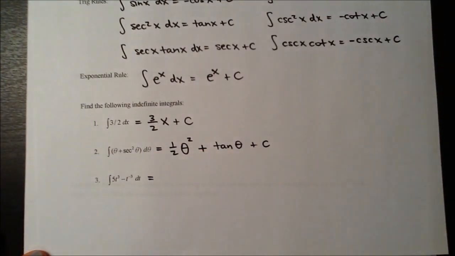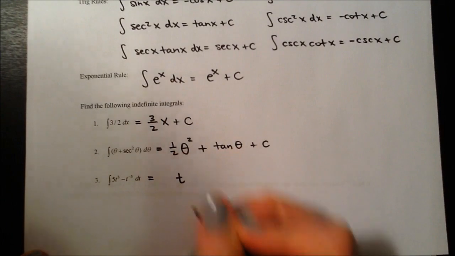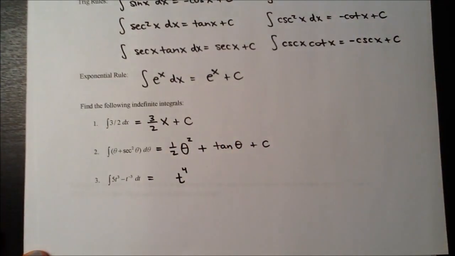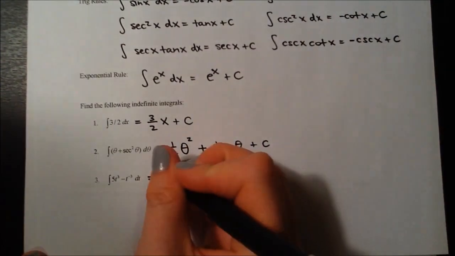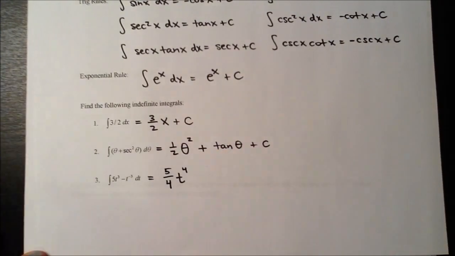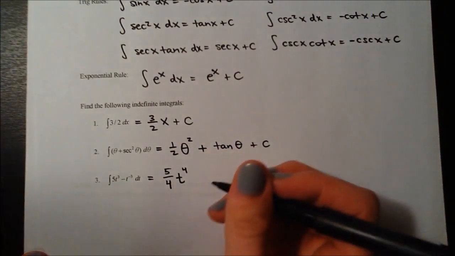Okay, last one for this set. We start with 5t cubed. So let's start with the power. Power pops up to 4. And then I divide by that new power. So I'll have 5/4. And you can always double check. If you take the derivative, you will get 5t cubed.